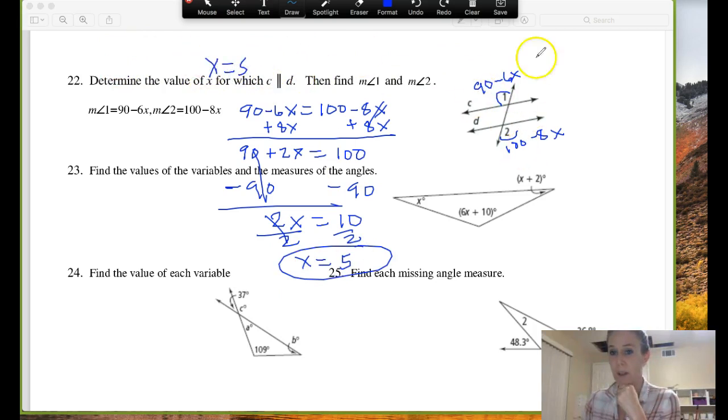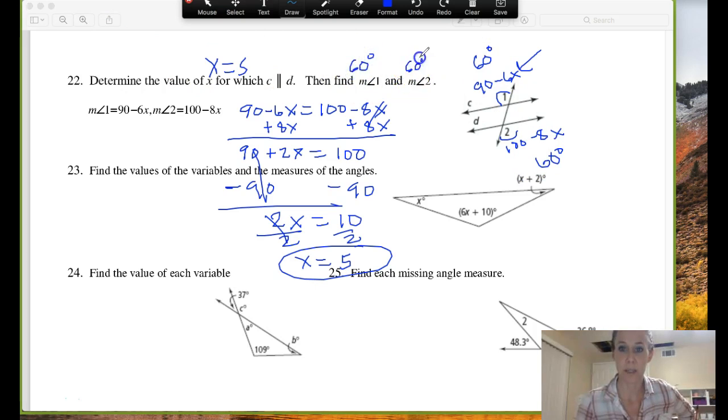Okay. If x was 5, I'm going to plug x in here or here, it doesn't matter. Plug it in. 5 times 6 is 30. 90 minus 30 is 60. So this angle will be 60 degrees and this angle will be 60 degrees. So then find the measure of angle 1. The measure of angle 1 has to be 60 and the measure of angle 2 has to be 60. They have to be congruent. And you're finished with that one.